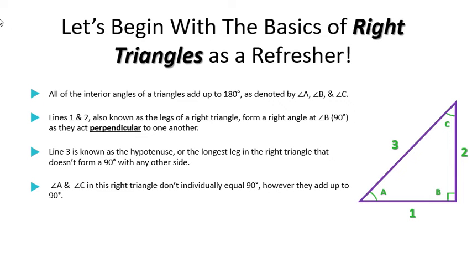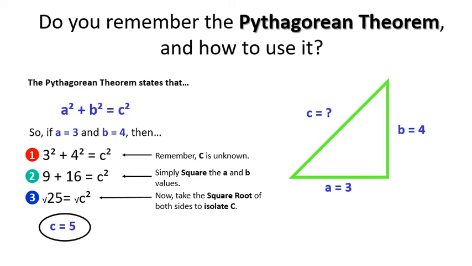angle C. Lines 1 and 2, also known as the legs of a right triangle, form a right angle at angle B, which is 90 degrees, as they act perpendicular to one another. Line 3 is known as the hypotenuse, or the longest leg in the right triangle that doesn't form a 90-degree angle with any other side, or leg. Angles A and angle C in this right triangle don't individually equal 90 degrees, however they add up to 90 degrees. Do you remember the Pythagorean Theorem and how to use it?